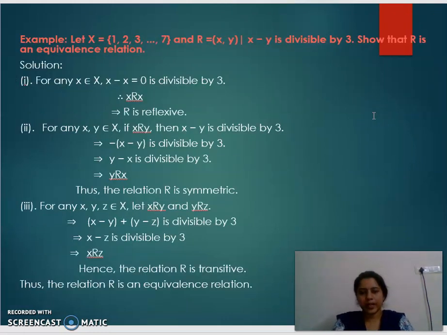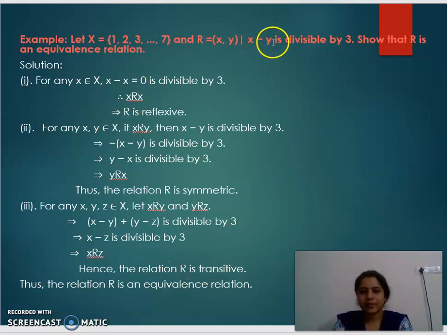Here is one more example of an equivalence relation. Here we have the set X of 1 to 9 and ordered pairs of elements (x,y) such that x minus y is divisible by 3. We have to prove that this is an equivalence relation. So check the reflexive, symmetric and transitive properties.